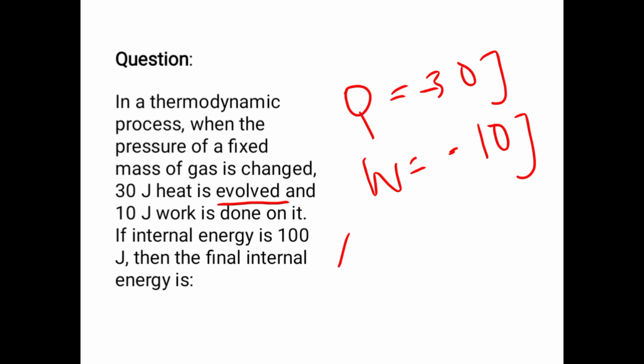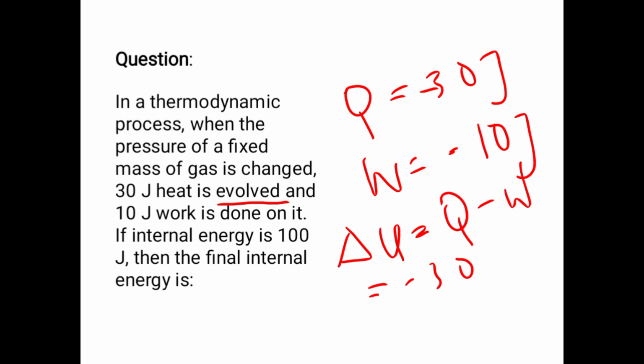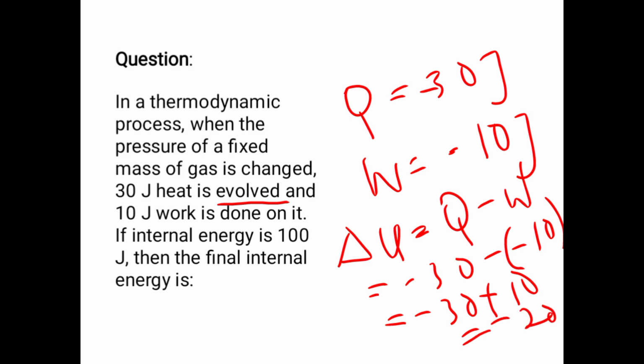Now, like we know, delta U is Q minus W. So that would be negative 30, then minus negative 10. That will now be negative 30 plus 10, and that is negative 20 joules, the answer to our question.